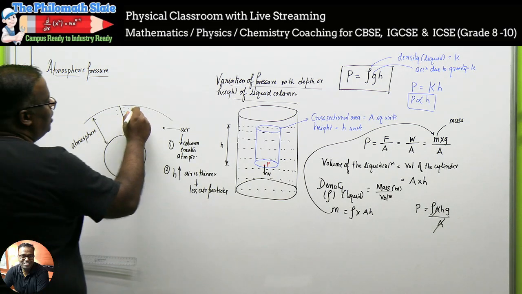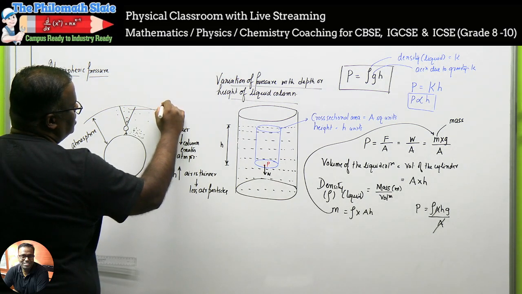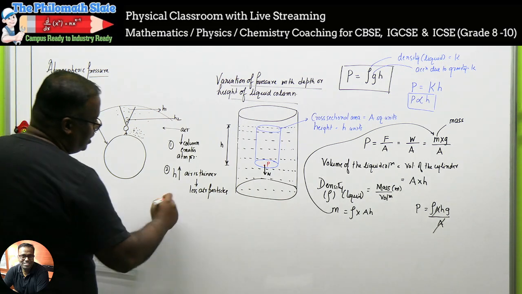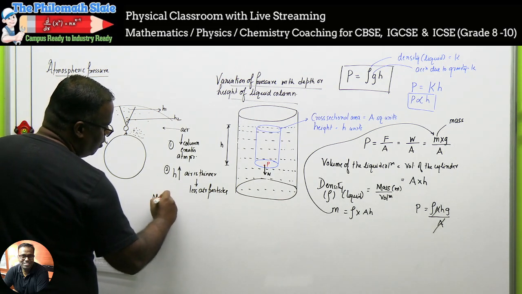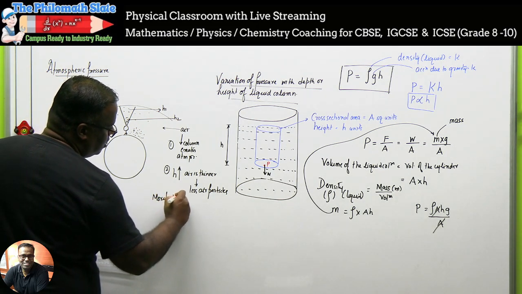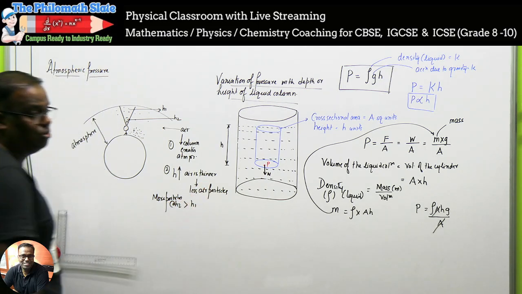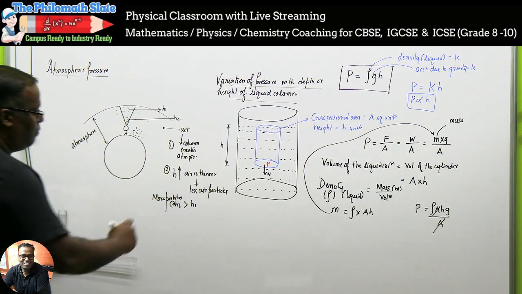So definitely, if you see at this level, say this is height h1 and this is height h2, we will say you have more particles at h2 than at h1. Don't you agree with that? All right.